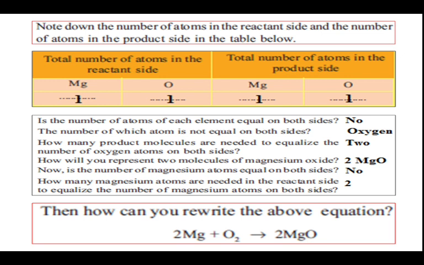Now, is the number of magnesium atoms equal on both sides? No. How many magnesium atoms are needed in the reactant side to equalize the number of magnesium atoms on both sides? It is 2. Then how can you rewrite the above equation? 2Mg plus O2 giving 2MgO.